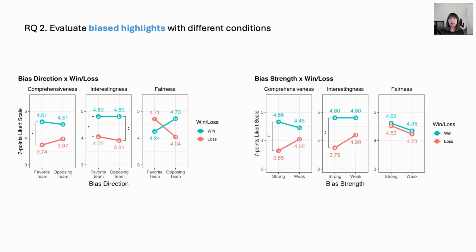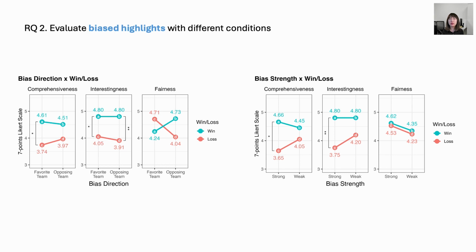Our finding revealed an interaction effect between bias condition and win-loss on comprehensiveness and interestingness, with victories enjoyed from various perspectives and losses leading to a preference for more neutral content. Interviews revealed mixed feelings toward biased highlights after a defeat. Some were put off by the bias, while others appreciated the emphasis on their favorite team's effort. This underscored the complexity of viewer preferences and suggests that personalized highlight criteria should be adjusted based on the game's outcome and individual tastes.